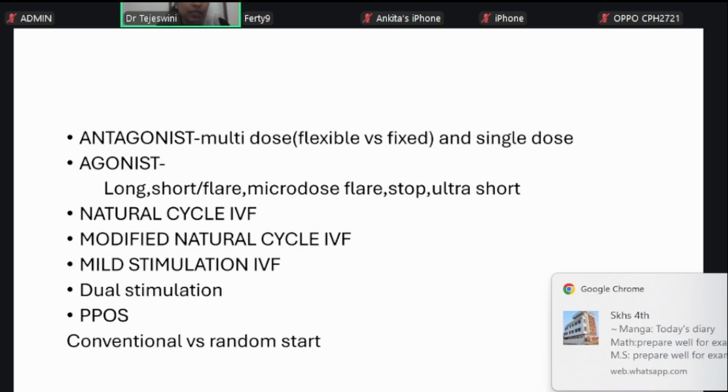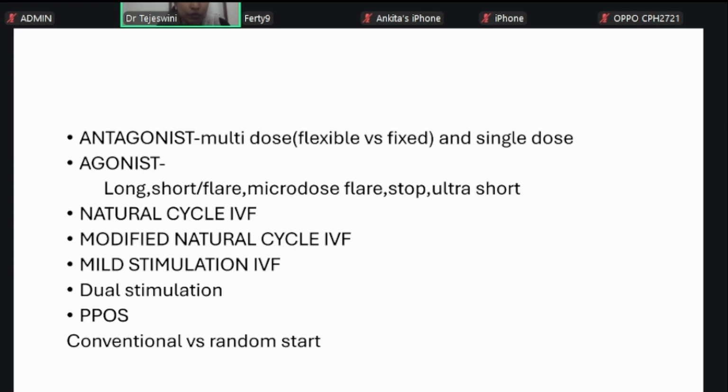Coming to natural cycle IVF, which is very rarely done because of increased cancellation chances due to premature LH surge and the outcome being limited, wherein 1 or 2 oocytes are retrieved. So based on the hormonal evaluation, like estradiol and LH concentrations, and ultrasound findings, the patient is scheduled for oocyte retrieval and planned accordingly.